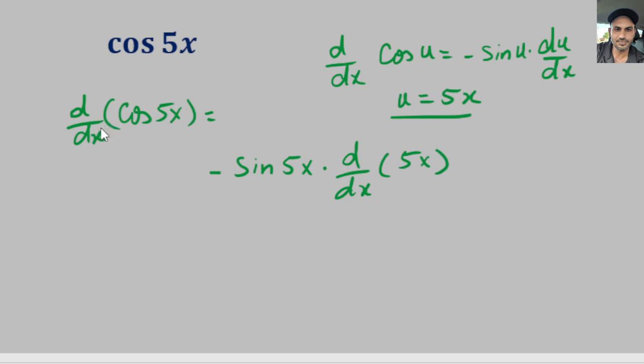Okay, so when we take the derivative of cosine of 5x, we basically apply the chain rule here. So that is equal to negative sine of 5x times the derivative of 5x. So this is equal to negative sine of 5x times the derivative of 5x, which is just 5. So this is the final answer.